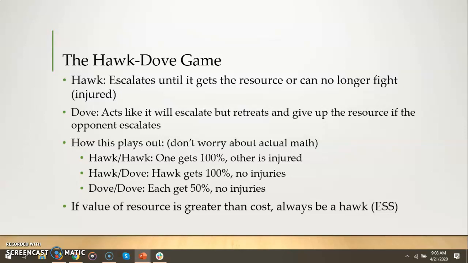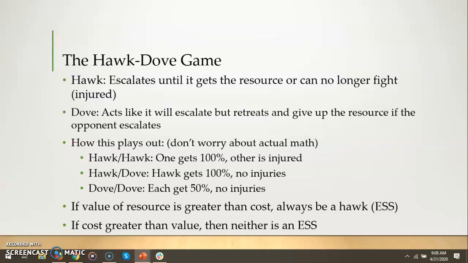Now, if the cost is greater than the value, then neither is an evolutionarily stable strategy. It's a crapshoot. Sometimes it would make sense to be a hawk, if you can kind of predict that your opponent is a dove. Okay. Sometimes it makes sense to be a dove if your opponent is a dove. On the other hand, if your opponent is a hawk, it's going to make sense then to fight, but it depends. Okay. Because if you lose, then the cost is going to be a problem.